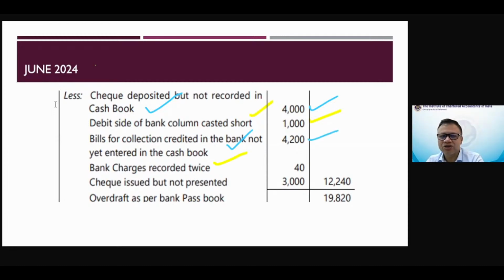Bank charges recorded twice should not be recorded twice. We have done a mistake. Cash book has made a mistake of recording it twice. So it is deducting it. Then finally, as per the equation, you are minus the check issued but not presented. And you are getting an overdraft as per bank passbook. So you see, a question of 5 marks and you got the final balance.